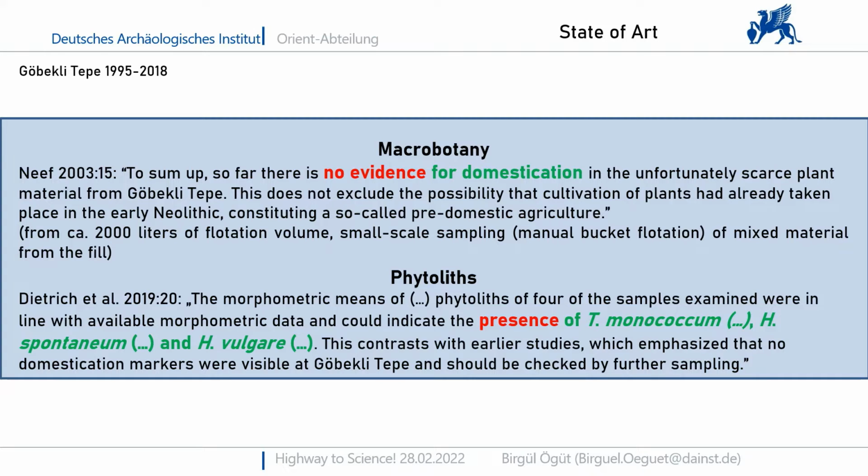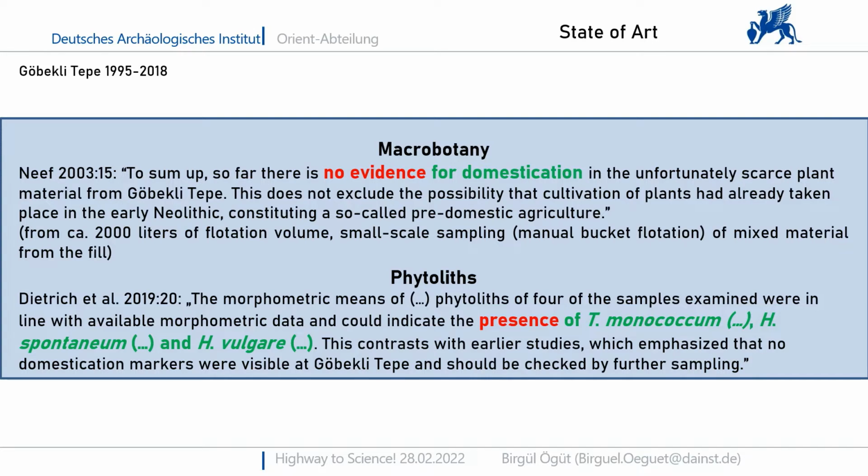This does not exclude the possibility that cultivation of plants had already taken place in the early Neolithic, constituting a so-called pre-domestic agriculture. Dietrich et al. touched on the difficulties of identifying domestication in phytolith research, but nevertheless, a morphometric comparison of phytoliths from 4 samples indicates the presence of domesticated cereals and thus calls Neef's results into question.